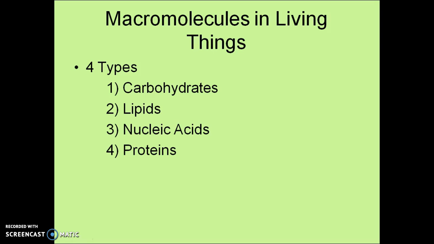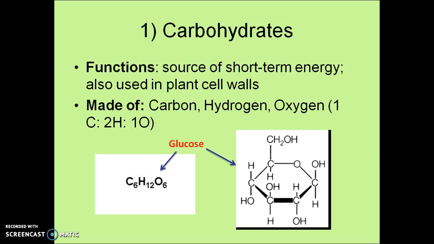Okay. Again, our 4 macromolecules are carbs, lipids, nucleic acids, and proteins. Let's get started by talking about carbohydrates. Carbohydrates are also called sugars. They are a source of short-term energy for both plants and animals, and they are also used in plant cell walls to provide structure. Carbohydrates always contain the elements carbon, hydrogen, and oxygen, always in the same ratio.